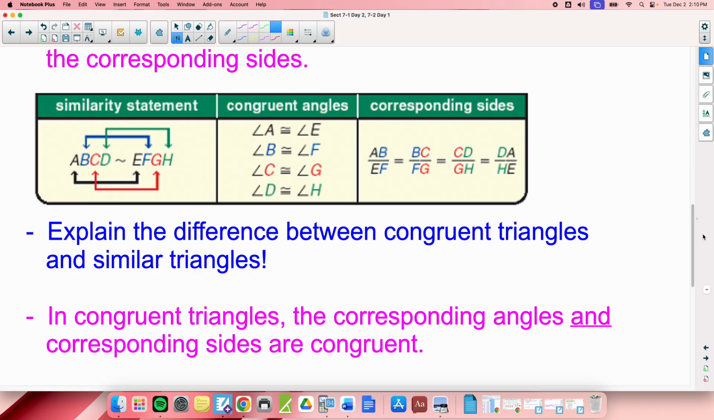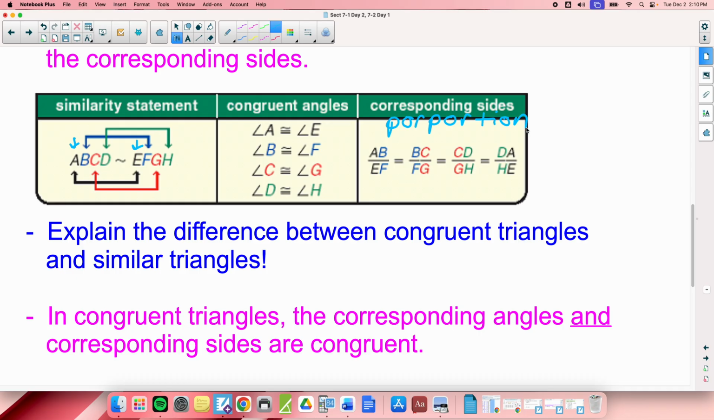A comes first, so A is going to equal E because that one comes first. B is second and F is second, so they're congruent. C is third, G is third, so they're congruent. D is fourth, H is fourth, so they're congruent. And then this is called the proportion. And watch this, because this is a little bit different.